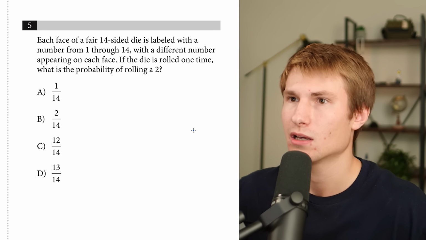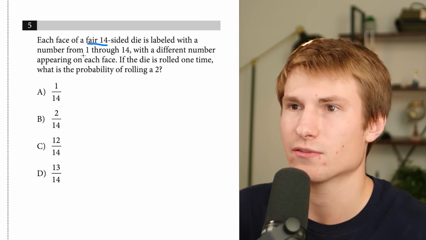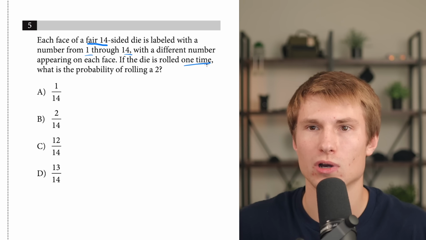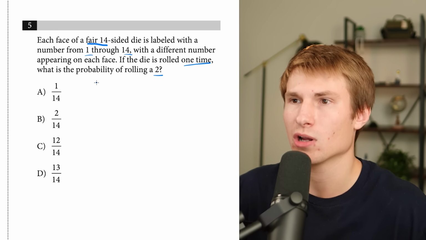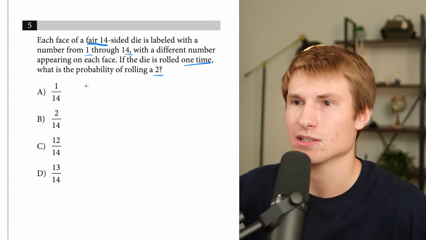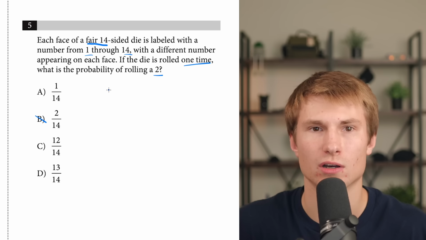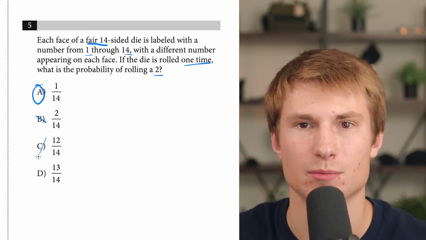We've got a fair 14-sided die, and each face is labeled with a different number 1 through 14, with a different number appearing on each face. If the die is rolled one time, what is the probability of rolling a 2? Well, 2 is only on one of the 14 faces. So our answer here would be 1 out of 14. It's not 2 out of 14. 2 is just the number on one of the 14 faces, and only one of the 14 faces has that number 2 on it. So the answer there is going to be A, 1 over 14.